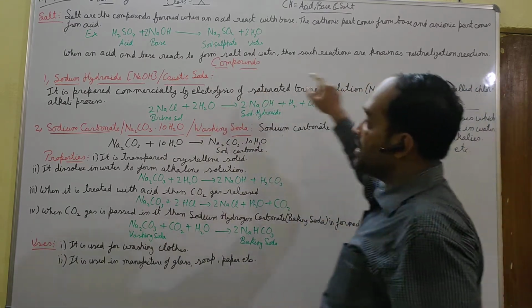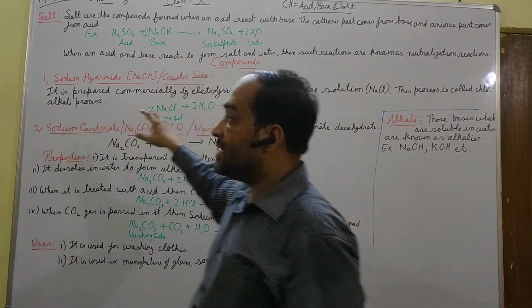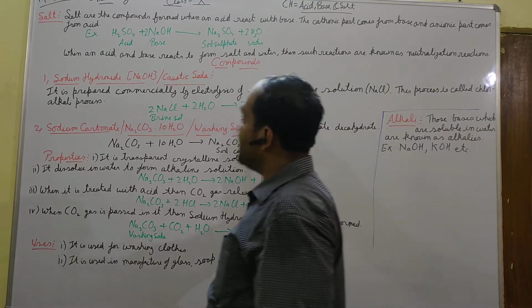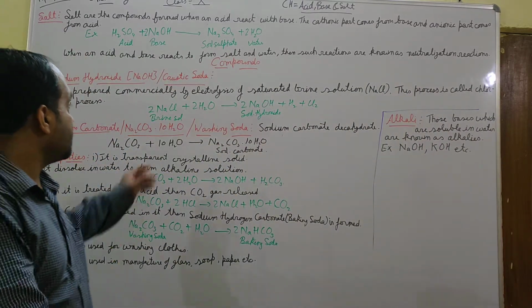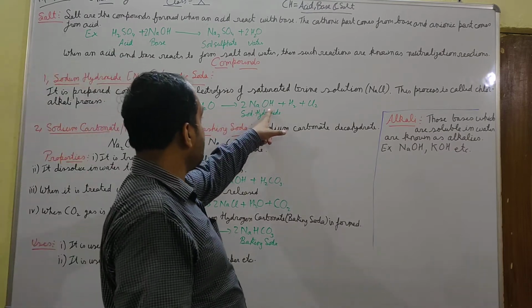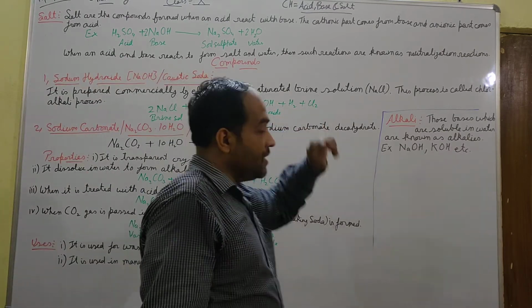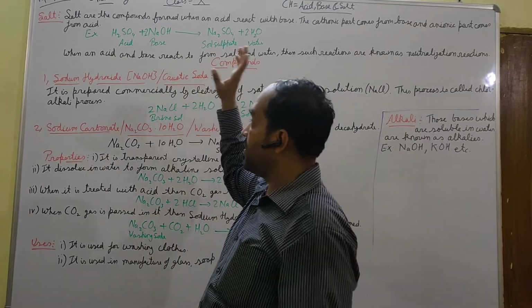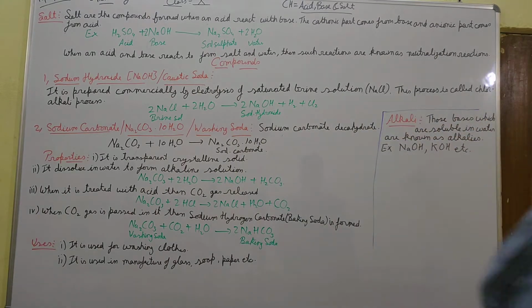This process is known as the chlor-alkali process, because in this reaction chlor, that is chlorine, is formed and alkali, that is NaOH, is formed. So in this reaction 2NaCl plus 2H2O gives 2NaOH plus H2 plus Cl2. This NaOH is also known as caustic soda. Sodium and OH ion combine together to form NaOH, that is sodium hydroxide or caustic soda.